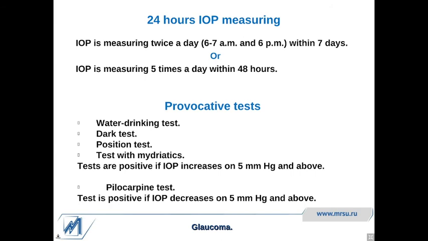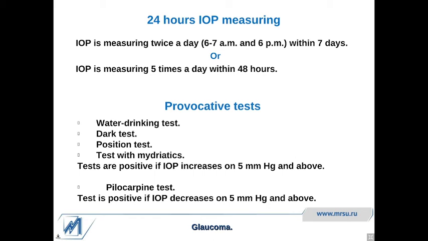What we also use to check intraocular pressure is 20 hours IOP measuring. There are two variants of it. It's measuring twice a day within 8 hours.